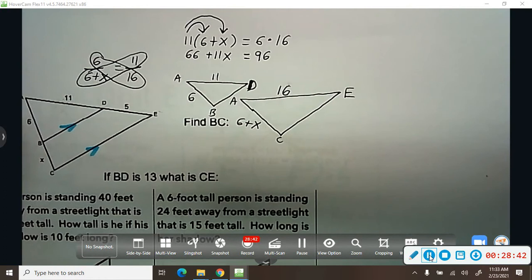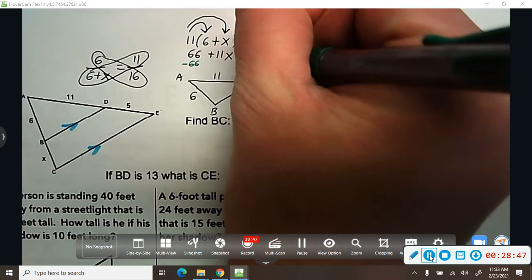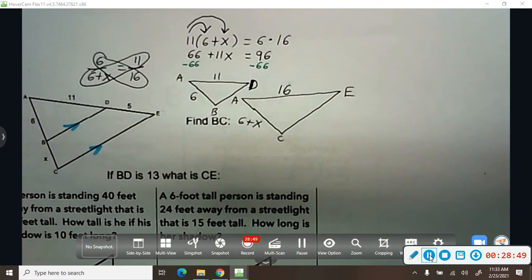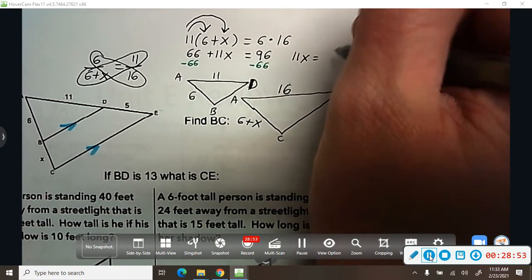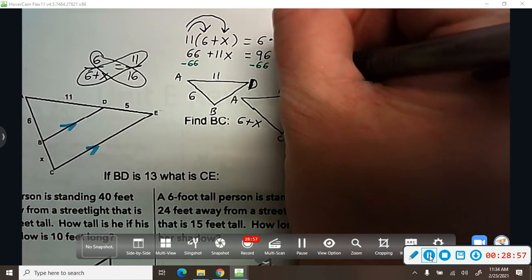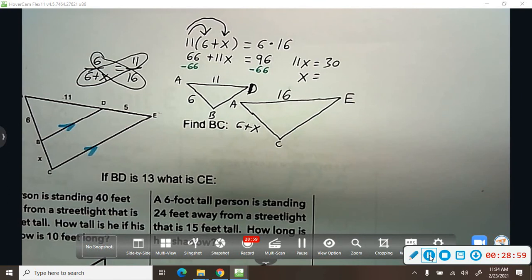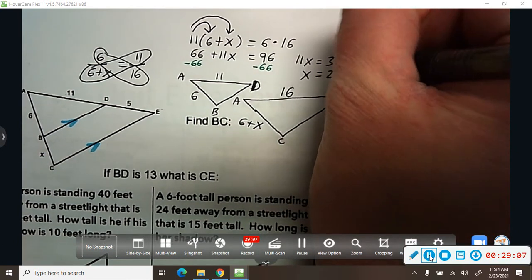And then you're going to subtract off 66 from both sides. And you get 11x equal to 30. Take 30 divided by 11. I'm going to get 2.73 approximately.